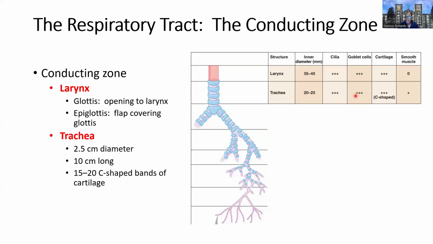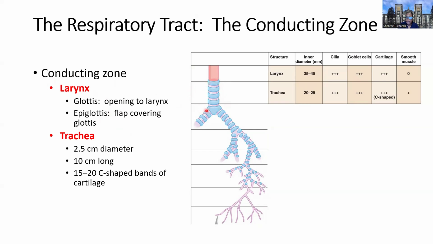So let's go over that a little bit in more detail and in a stepwise fashion. The larynx is the opening into the laryngeal inlet. The epiglottis, we said, is the flap-like covering that covers the glottis, covers that opening. The epiglottis also helps to divert food away from that opening and into the esophagus posteriorly. And then we get into the trachea.